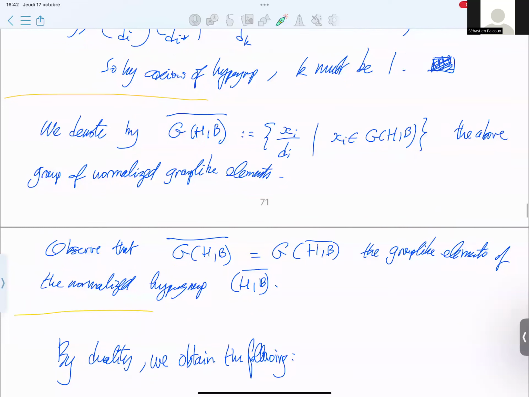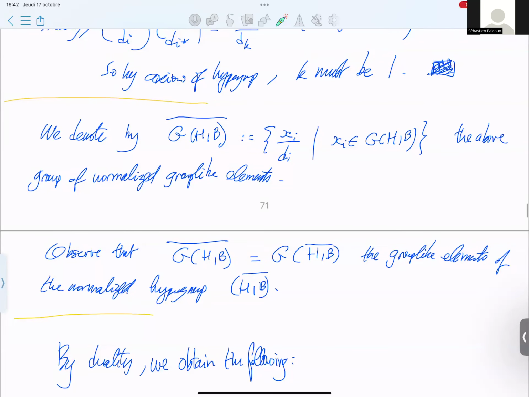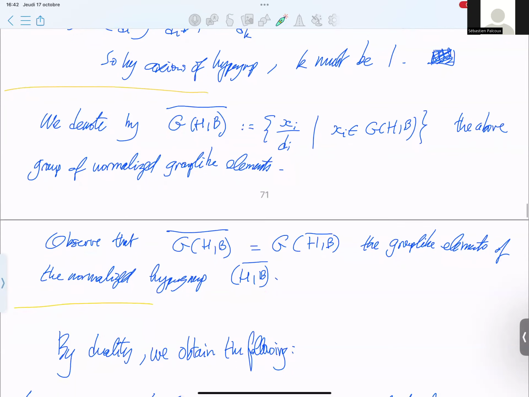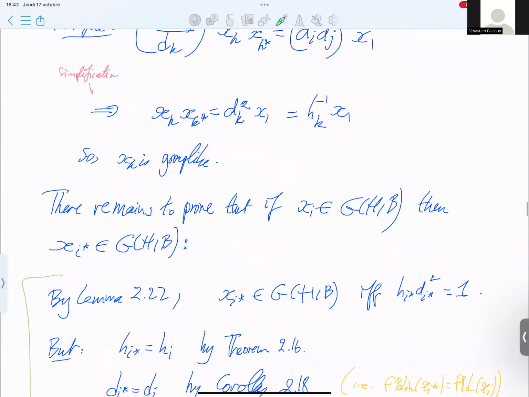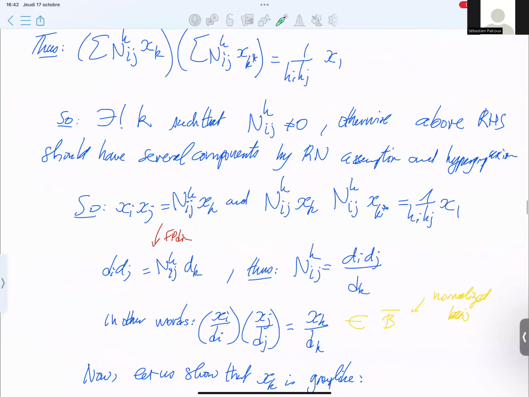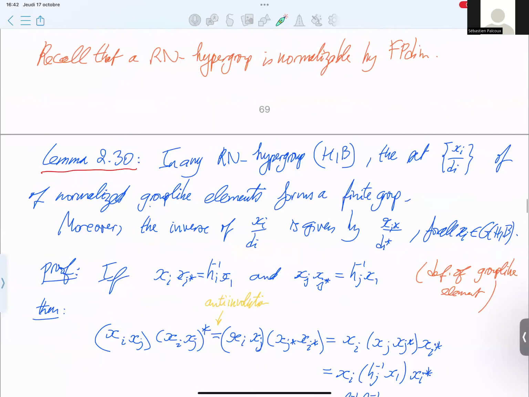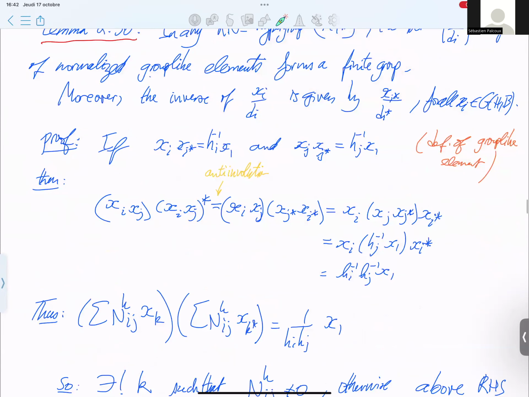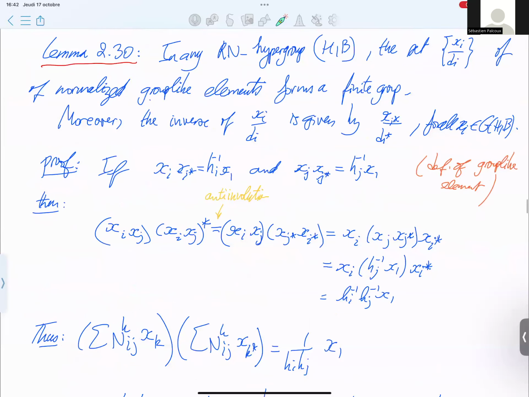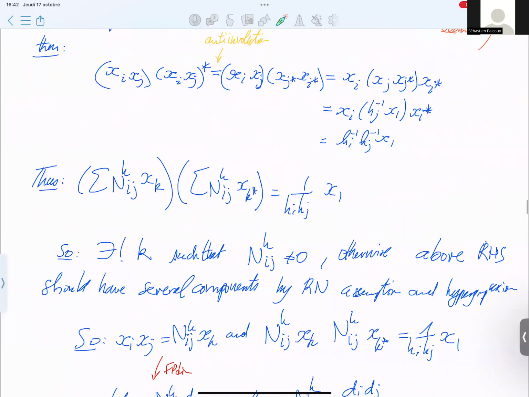Okay, so we denote this set of normalized group-like elements like that. We denote by that the above group of normalized group-like elements. So what was the statement here? It forms a group. This forms a group. So this group is denoted like that.